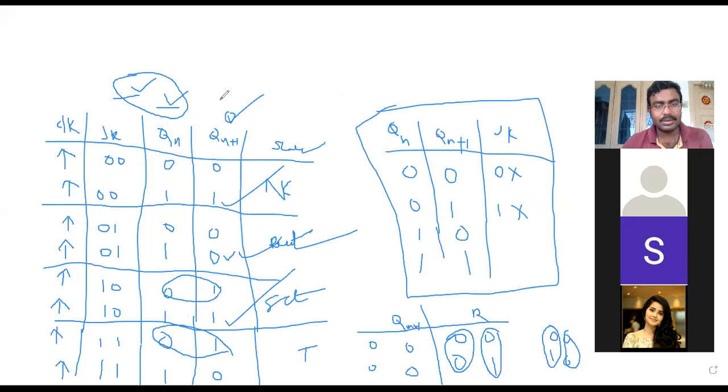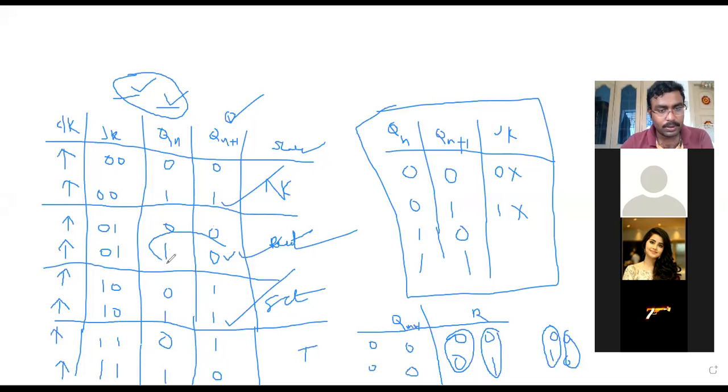Then go for the next one, guys. Next cases where I can get 1 and 0 as my next combinations. Look at the 1 and 0 combinations. This is one combination, and there are 2 cases. Now look at these 2 cases and tell me what must be your JK values. Don't care and 1. Don't care condition and 1, clearly guys.